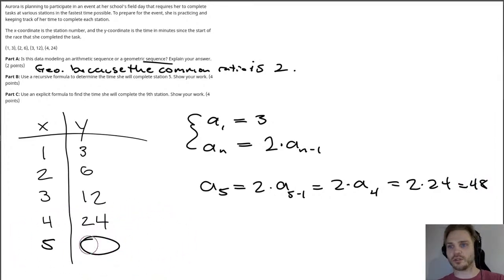Then we just report that however you want to. This is 48. Maybe box it. I don't know. This is part B. That whole thing is B.